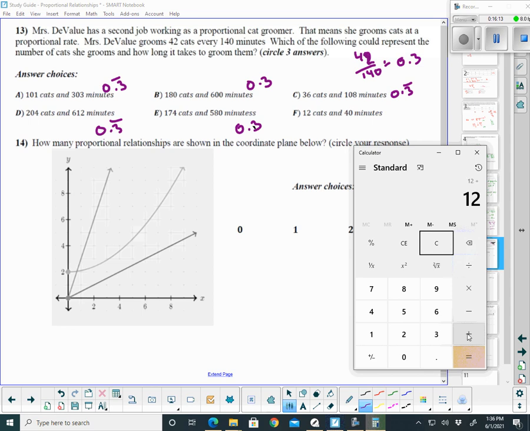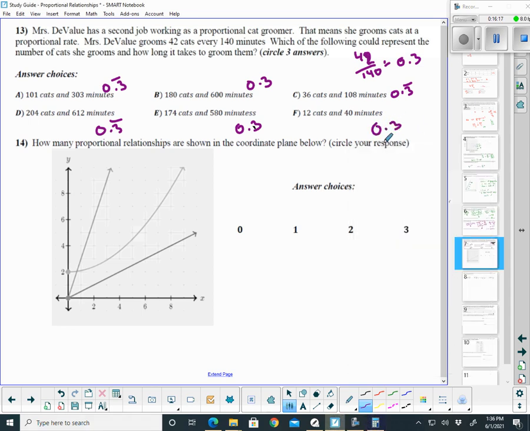12 divided by 40 is also 0.3. So which ones match the original? Looks like B, E, and F. The others are close to 0.3, but the 3 repeats, so it's not the same constant of proportionality.